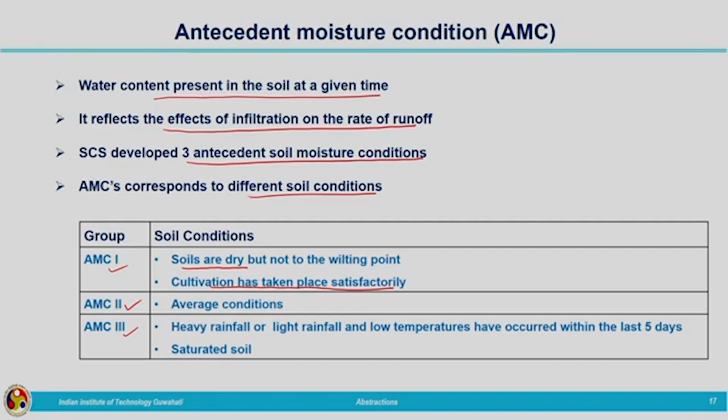Second, AMC2 represents the average conditions and AMC3 is representing the saturated condition. That is, either we are having heavy rainfall or it may be due to light rainfall and low temperature. Not much loss has taken place, soil is in the saturated state itself. So, that way we are having 3 different AMC conditions: AMC1, AMC2 and AMC3.